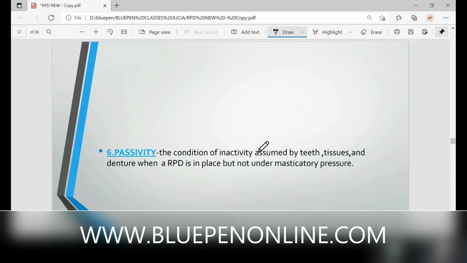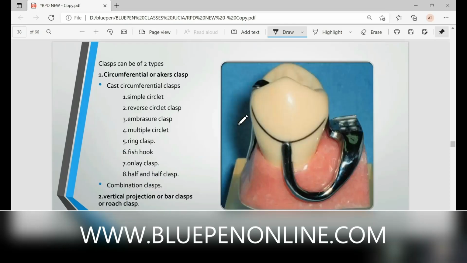So we don't want our teeth to be in complete function every time. We don't want the abutment teeth to have all this kind of load 24/7. When there is a masticatory load, we want all the things that we have studied to act there. But when it is at rest, it should be in a passive, inactive state. So that's passivity.